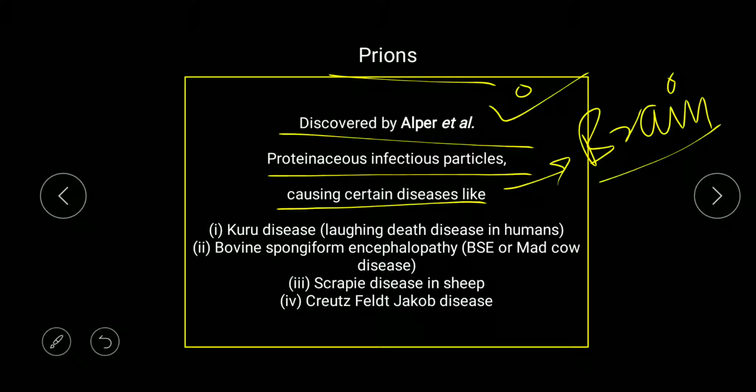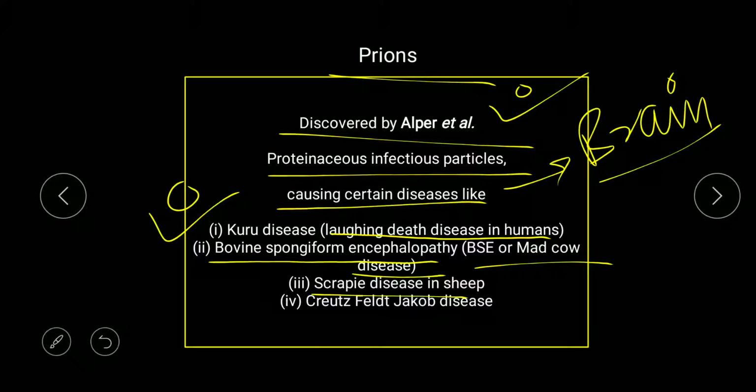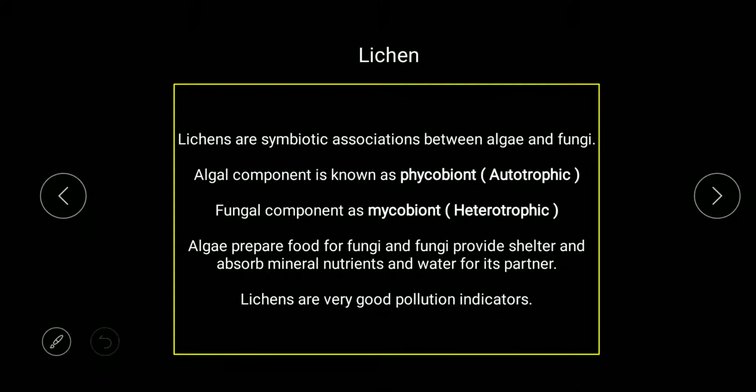Some of the disorders caused by them are Kuru disease, which is known as laughing death disease, bovine spongiform encephalopathy, mad cow disease, scrapie, and Creutzfeldt-Jakob disease. These are the 4 disorders caused by prions. So remember, they ask this question directly: which of the following is a prion disorder? So prions are infectious proteins. Next to that, there is lichen.